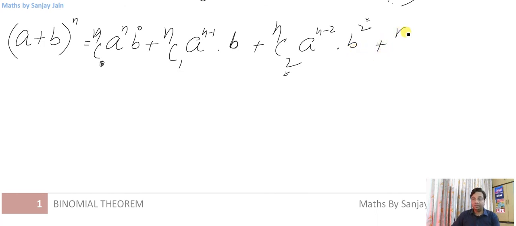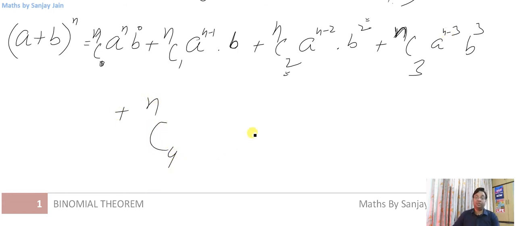So if I write nc3, I'll write b raised to power 3, and then for the remaining, see, this power n is being distributed over a and b. So b has got 3, so a will get n minus 3. This is what I am doing. So let me write another, you write it yourself. b raised to power 4, and then a raised to power n minus 4.